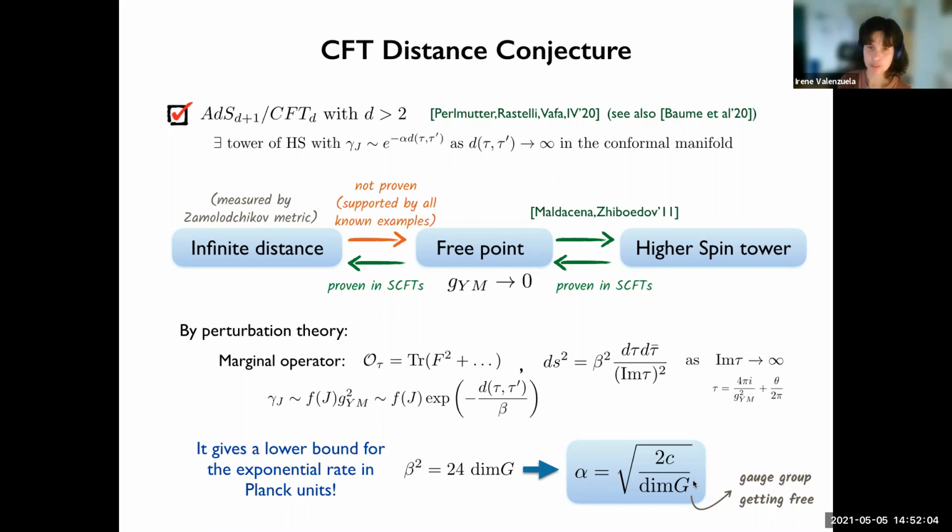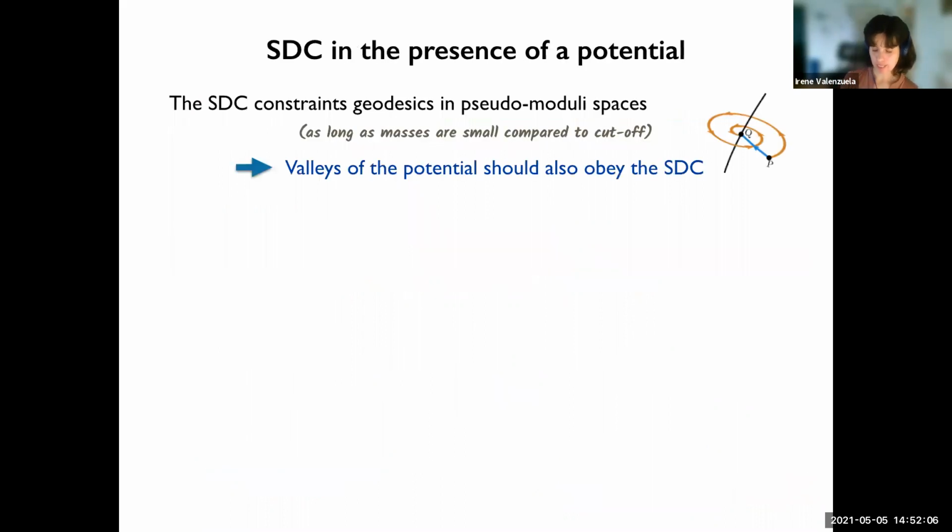So also this work is beyond Einstein gravity, so it also hints that the distance conjecture could be something more general than having a weakly coupled Einstein gravity theory.